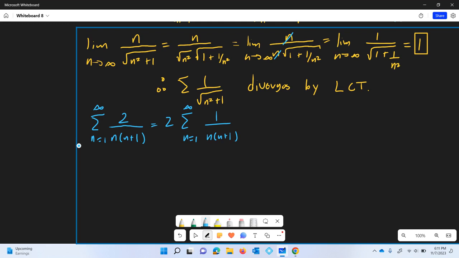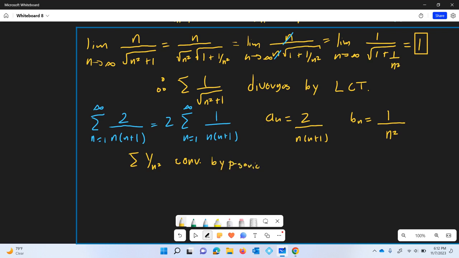Because basically what we're seeing is that essentially we can say that the an is 2 divided by n times n plus 1. But what is bn? Bn could be, for instance, just 1 over, well, if I remove the 1, then in that case, that's just going to be n squared. But, okay, so that means that the series of 1 over n squared converges by p-series. So we have that the series of 1 over n squared converges by p-series.